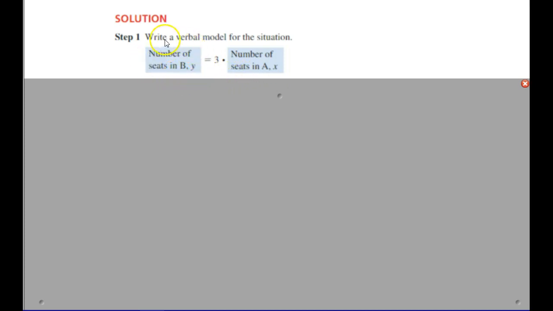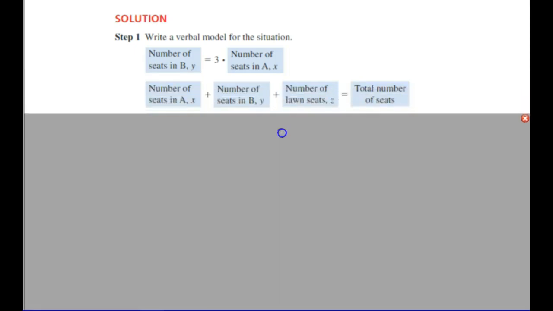So I was told that the number of seats in B, and we're going to call B y, is, whenever you see the word is in word problems, that's where your equals goes, 3 times the number of seats in Section A. Section A we're going to give the letter x. So there's going to be one of my equations. Okay.